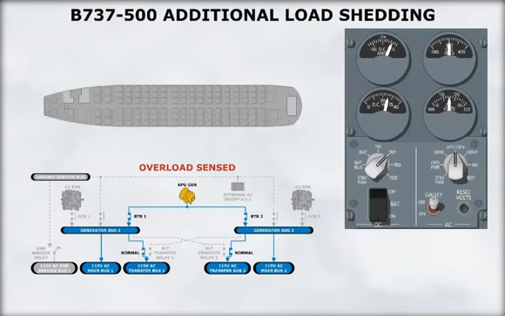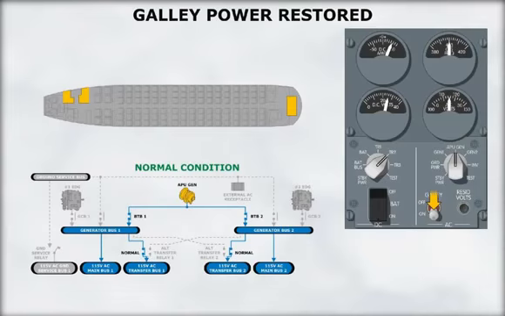The Boeing 737-500 model incorporates an additional overload protection circuit. This circuit is armed when the APU is powering the main buses. When an overload is sensed, the galley power switch automatically trips to the off position, shedding galley power. Galley power can be restored by placing the galley power switch to the on position after the overload condition has been rectified.